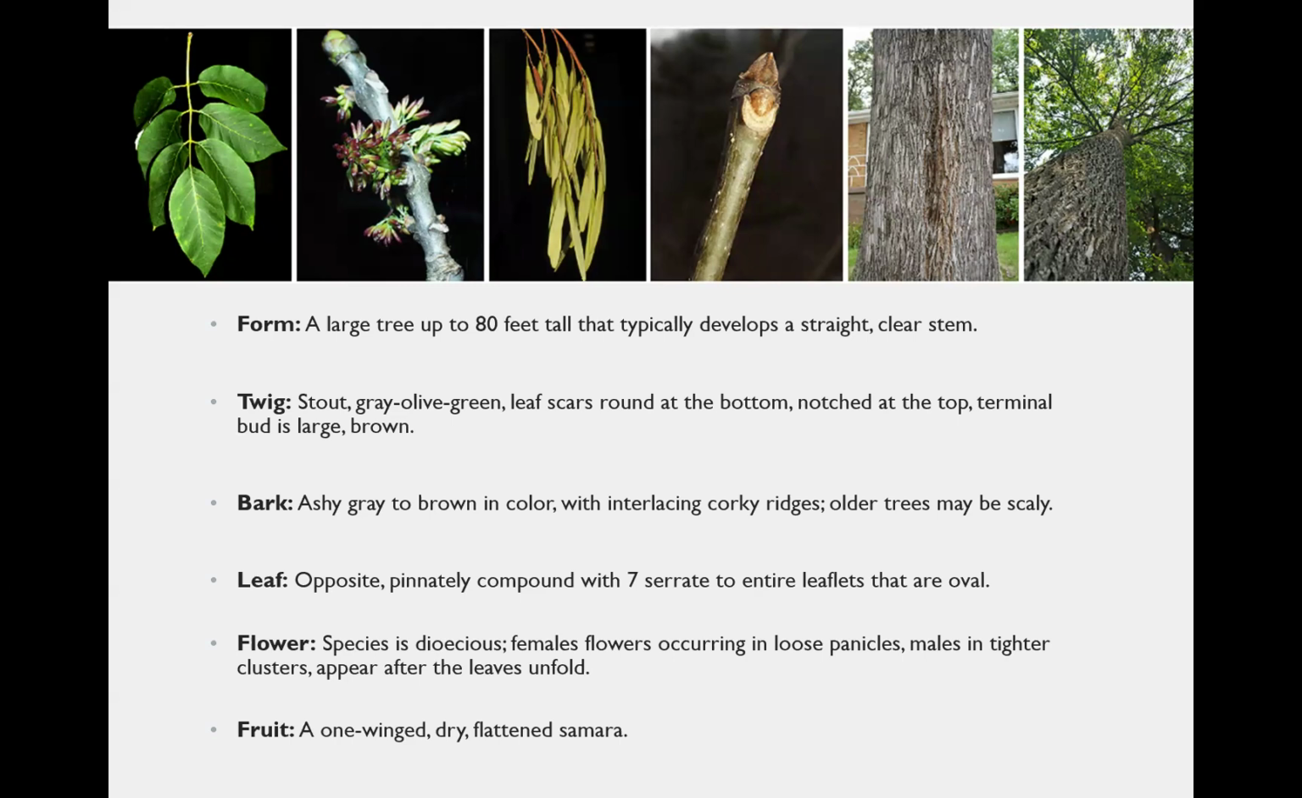Let's see. So the bark is sort of this ashy gray color with furrows that interlock and move up and down the tree. The leaf is opposite. And then these trees are dioecious. So there are female flowers on some trees and male flowers on other trees. And there is a one-winged samara that you'll find on the female trees.